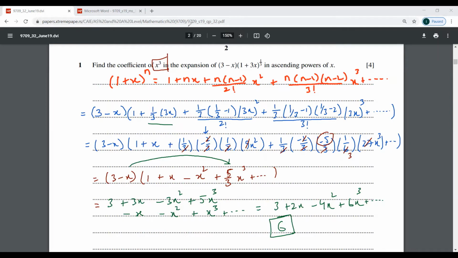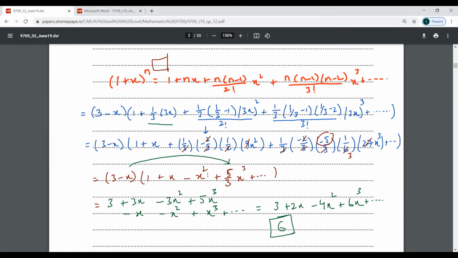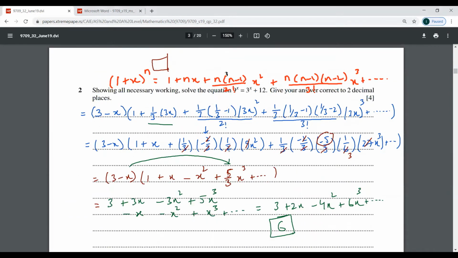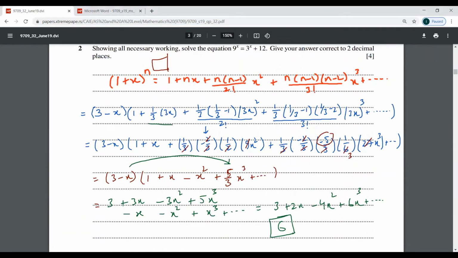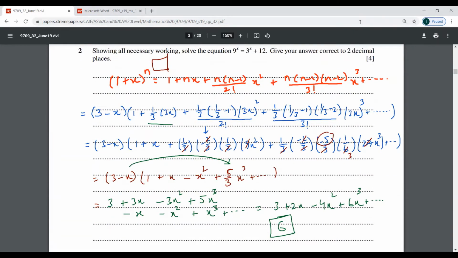So let's move to the next question. Second question here. You can give it a try before I start solving it.